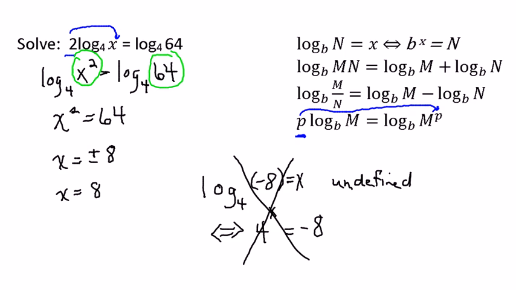So arguments to your logarithm must be positive, and discard any answers to an equation that result in your arguments being negative for your logarithms.